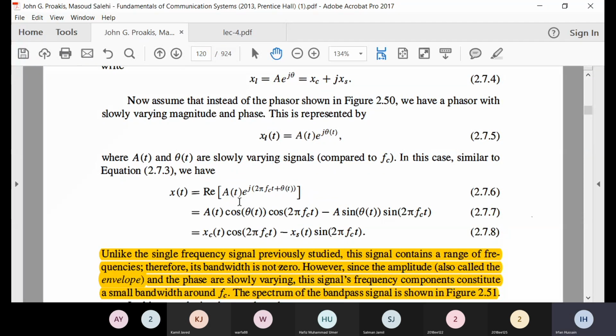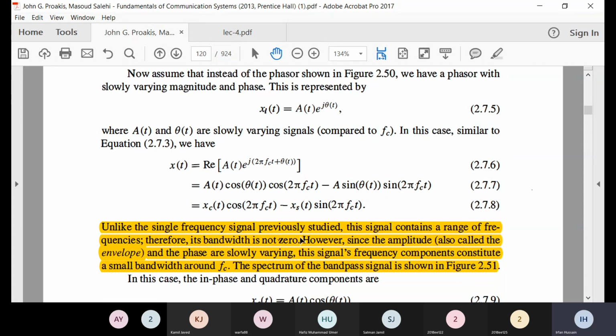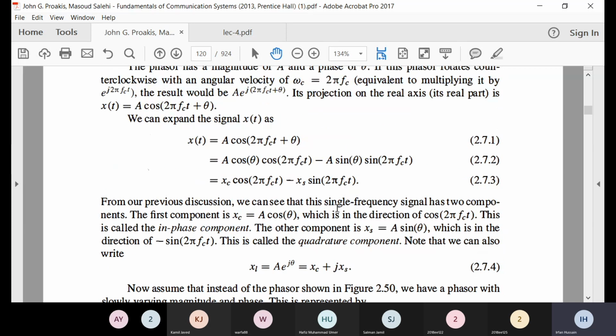Now again I do the same thing. I will multiply my time varying complex number by a high frequency carrier e^(j2πfct). I take the real part. I will get the same thing. But here you can see that this x_c is now a time varying signal. Well, this is also a time varying signal, x_s, the in phase and the quadrature component.